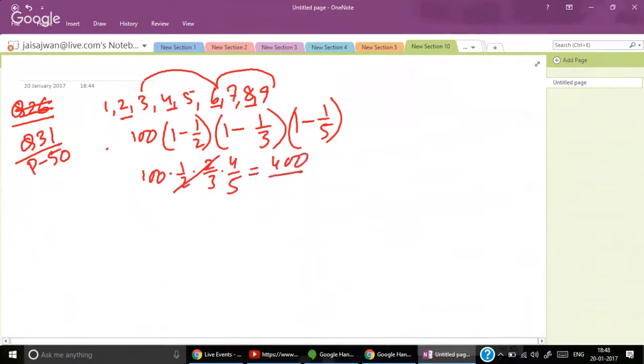That gives me 400 by 15. 15 twos are 30, 15 sixes are 90. I'll say 26 point something. So take only integral values. There will be 26 numbers which will neither be a multiple of 2, 3 or 5.